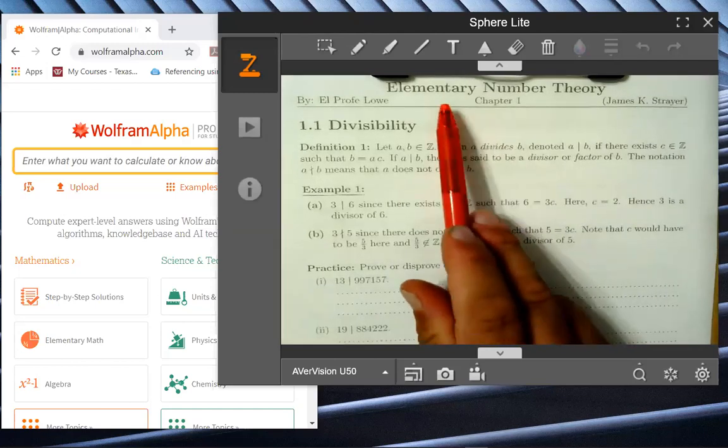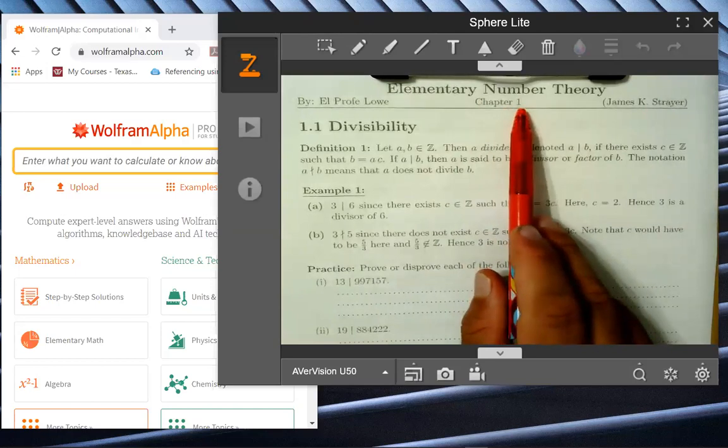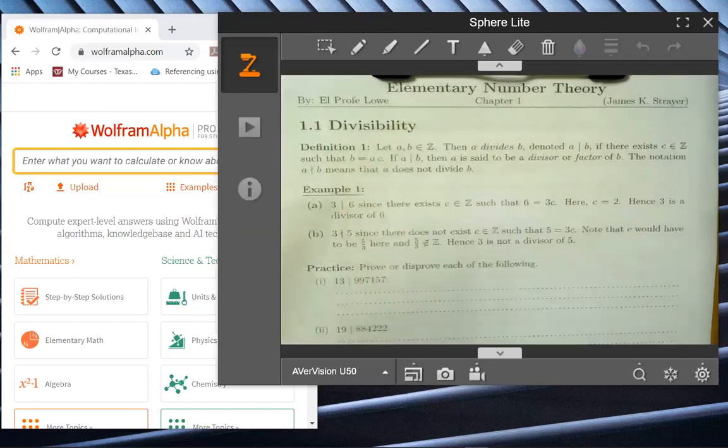In this video, we're going to look at Elementary Number Theory by James K. Strayer and some information from chapter 1. In particular, I'm going to talk about divisibility.